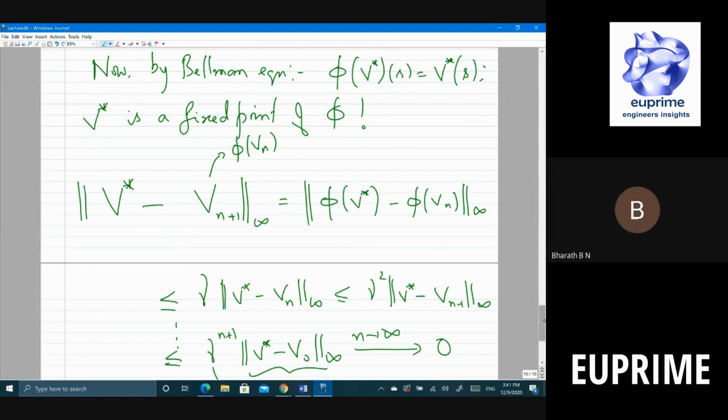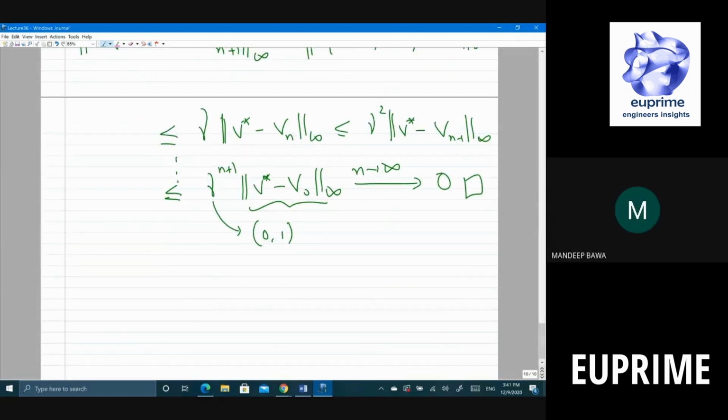Yes, sir. So this sort of proves how we're able to go from gamma to gamma square. Okay, let me do this here. V star minus Vn, this is what we have. Fine. Is that okay?